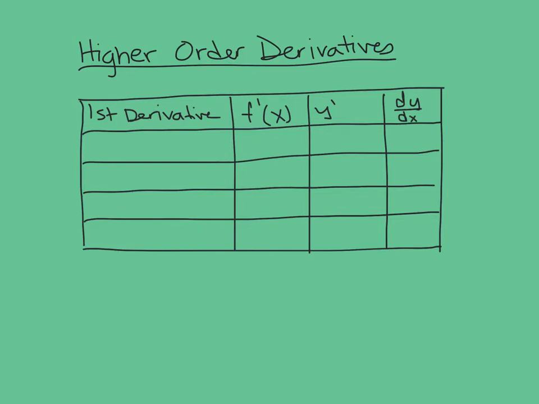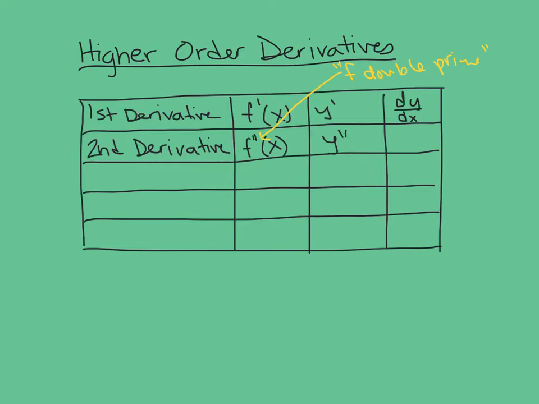Now, if you take the derivative of your first derivative, that's called our second derivative. And that one we write with two little tick marks. And so we call that f double prime. And then we also have a y double prime.